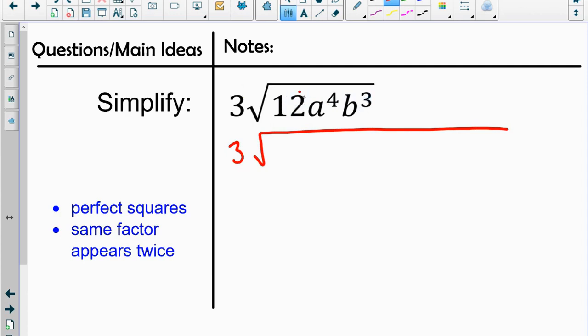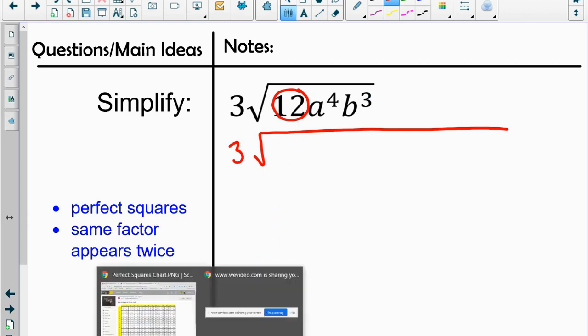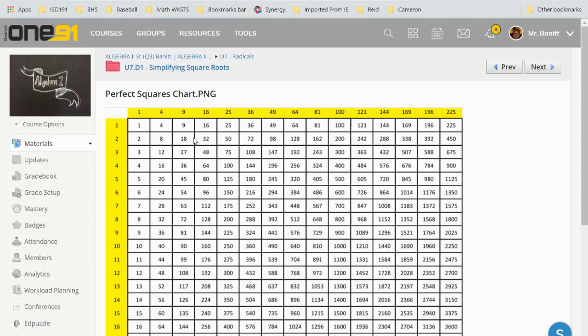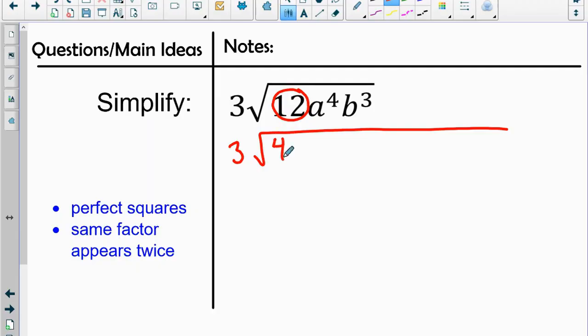I want to try to figure out how to get 12 using perfect squares. So I can go back to my chart, and I see that 12 is going to be between 9 and 16, so that's my starting point. I'm looking for where does 12 appear underneath the perfect square. Oh, there it is. 4 times 3 is 12. 4 is a perfect square. So that's going to help me simplify.